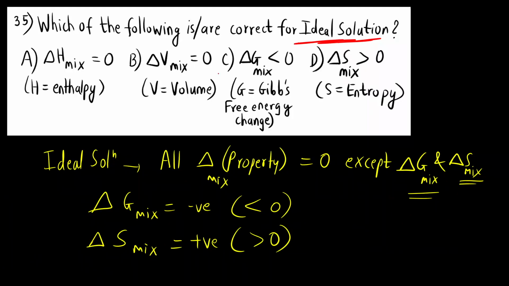So let us see, is this option available? Delta G is less than 0, correct. Delta S is greater than 0, that is also correct. And I told all other properties are what? 0. So delta H is 0, correct. Delta V is 0, that is also correct. So the correct answers here are A, B, C and D.